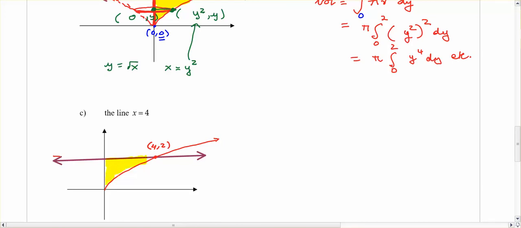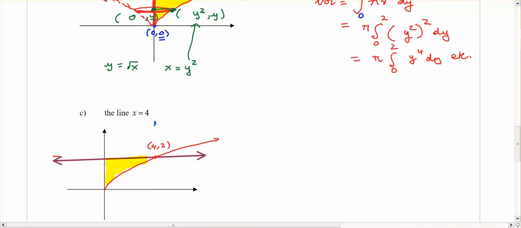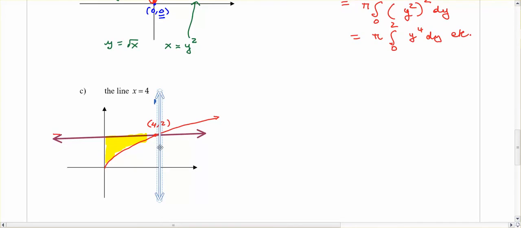But this time, instead of rotating it about the x-axis or the y-axis, we're going to rotate it about the vertical line, x equals 4. So let's put in our line x equals 4. All right, okay, and let's put in our line. Here we go. All right, let's move it over a tad, if I can.